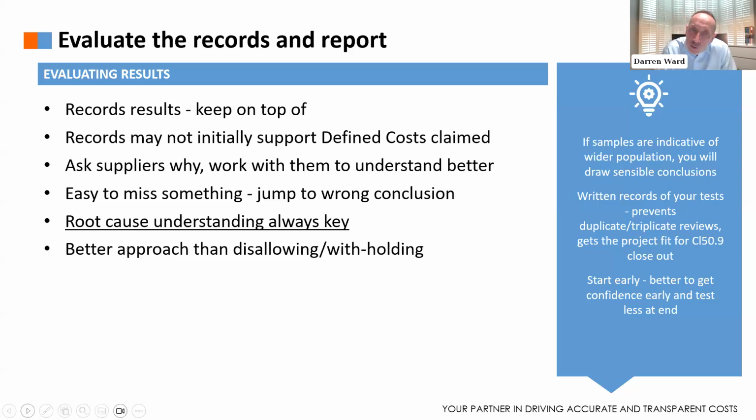If you're sampling, it's always important that the samples you choose, whether it's a small sample, large sample, whatever, should be indicative of the wider population, so they allow you to draw sensible conclusions. Mention the importance of writing up any inspection work. That will avoid duplicate, triplicate reviews that happen a year, 2 years, 3 years down the line, going back over old records that have been previously inspected. And it gets the project fit for closeout, clause 50.9, which is a new NEC4 edition. So, in conclusion, you want to start early, get confidence early, which will allow you to test less at the end.